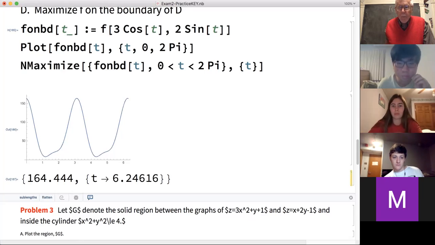Professor? Yep. When I use your file and run it on my computer, it gives out a different result. I have like 28.037 at the maximum. What do you have for the maximum?